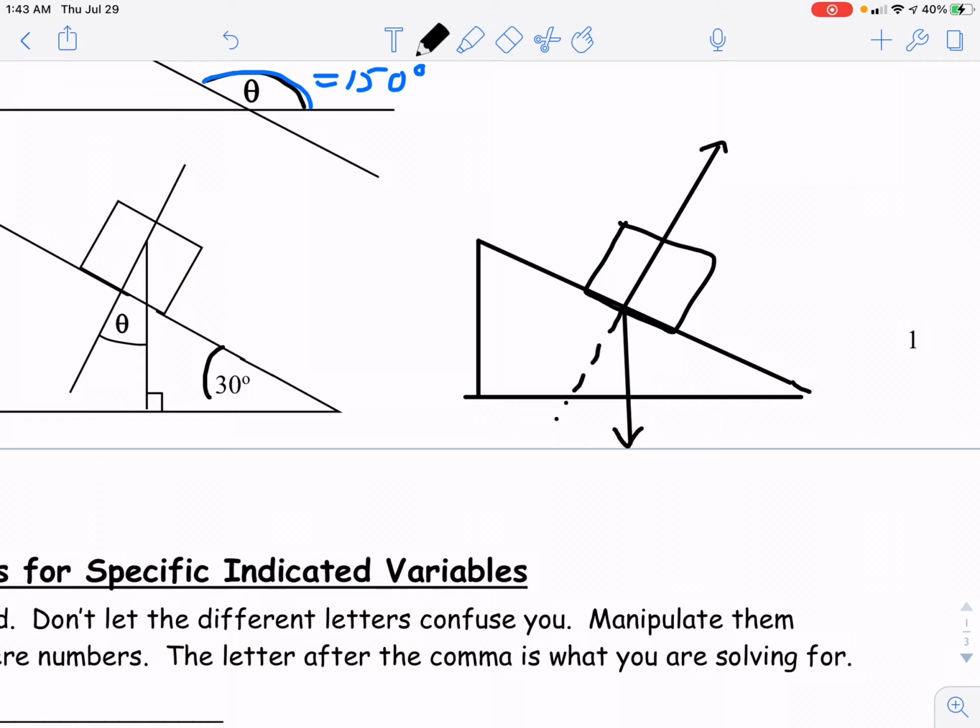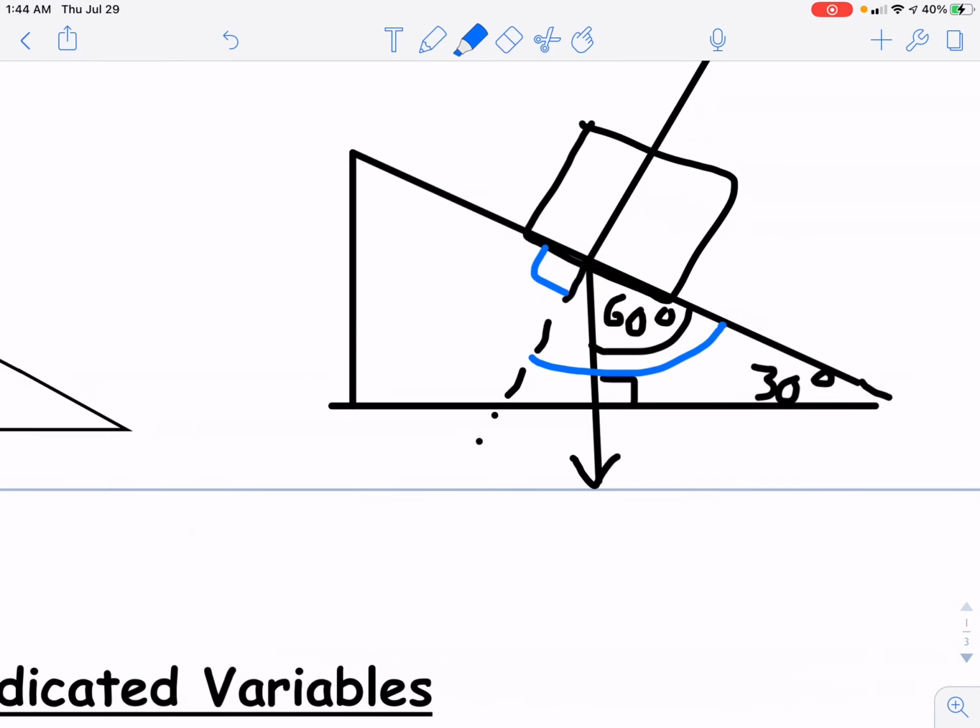There we go. So we know that this is a 30-degree angle. We know this right here is perpendicular, and we know all three of those angles there must add up to 180. So if that's 30, this angle must be 60 right here. And since this whole angle is 90 degrees, because this is perpendicular to that inclined plane, then that means that this little sliver of angle right here is also 30 degrees.